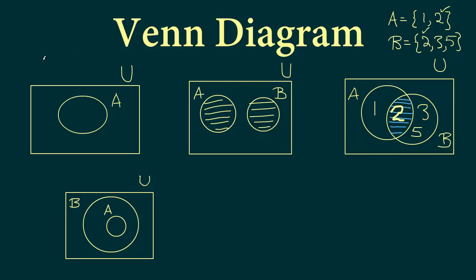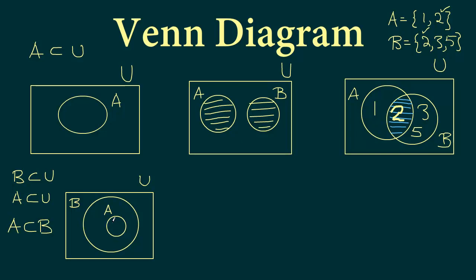So now in this example, because A is inside U, we know that A is a subset of U. We have learned subsets before. So here B is a subset of U. We can see that because B is inside U. A is also a subset of U. A is inside U. But additionally, we see that A is inside of B. That means set A is a subset of B, or B is a superset of A.